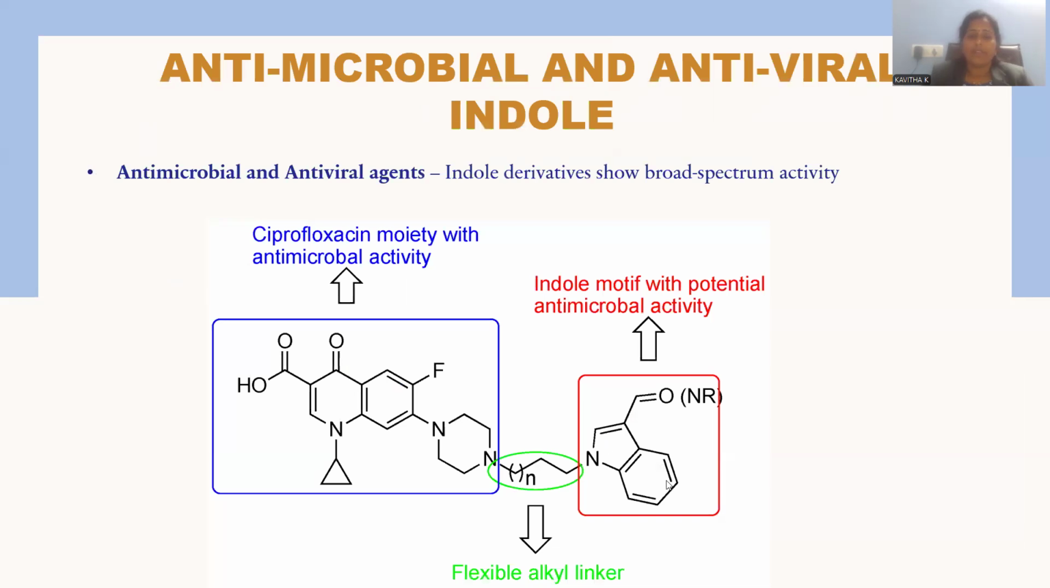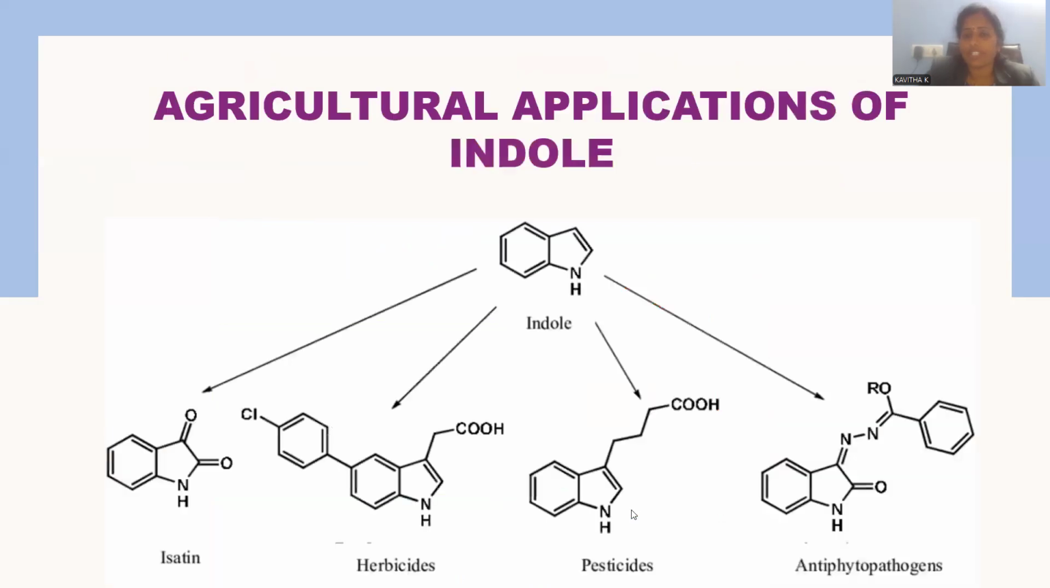And here we have an indole nucleus within the molecule that has antimicrobial activity. This indole nucleus is in conjunction with another quinolinone moiety, so that it works like an effective antimicrobial agent. And so many kinds of agricultural applications are also part of this indole. It is like isatin, like a dye.